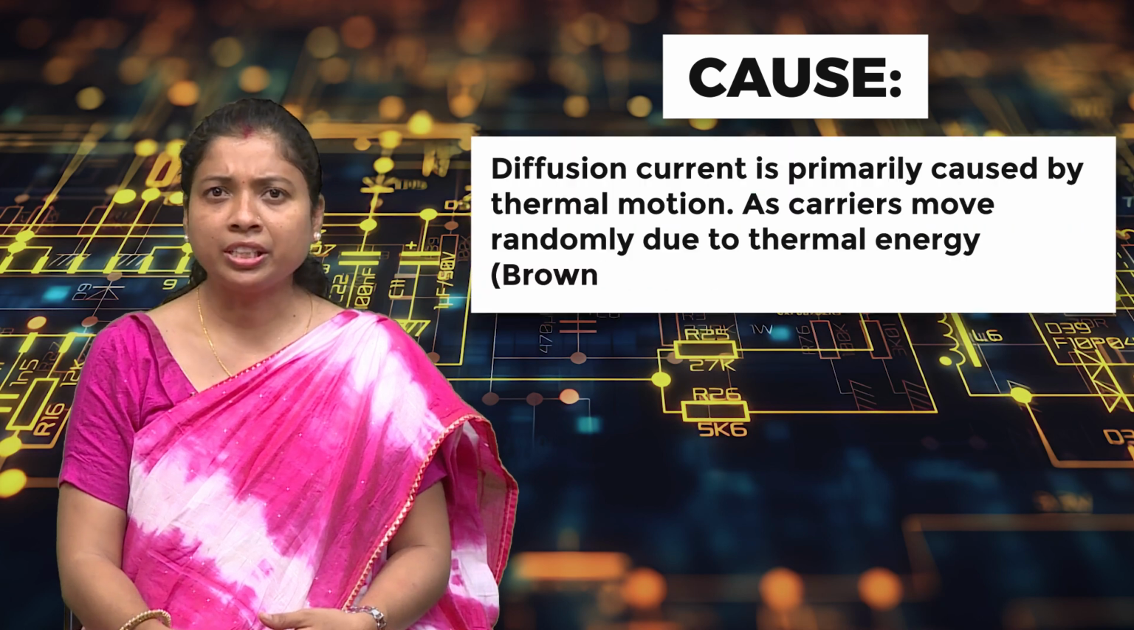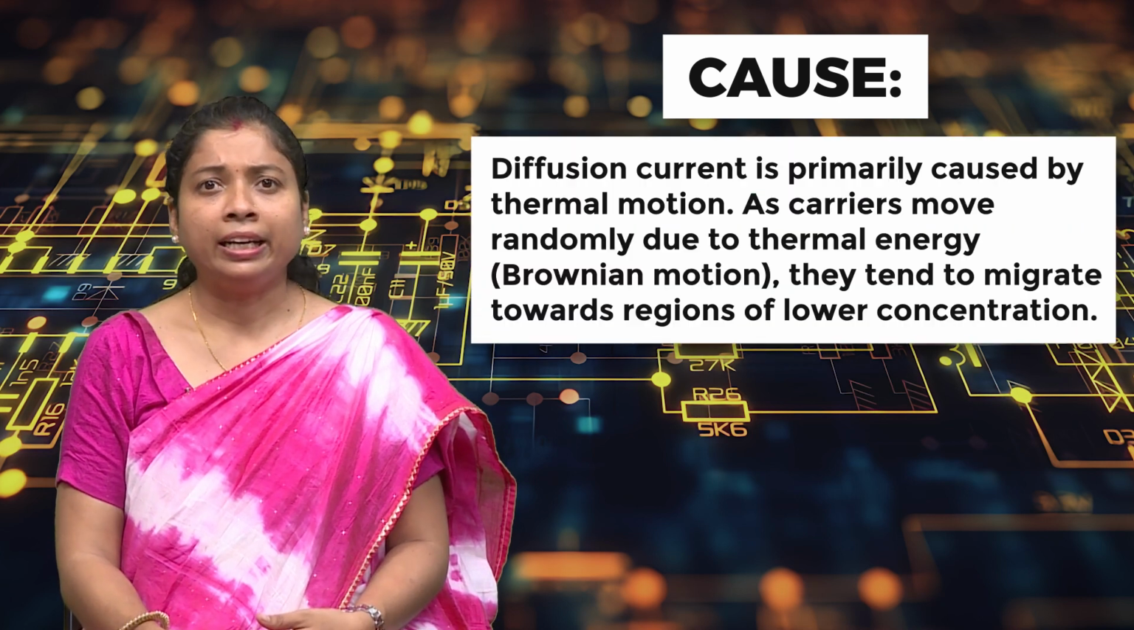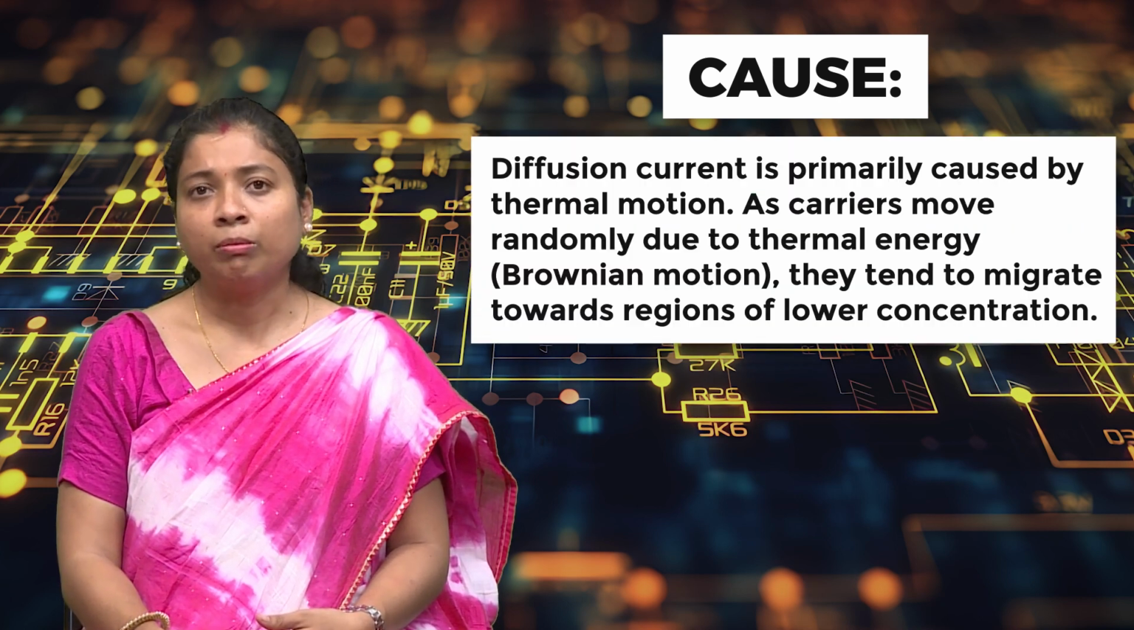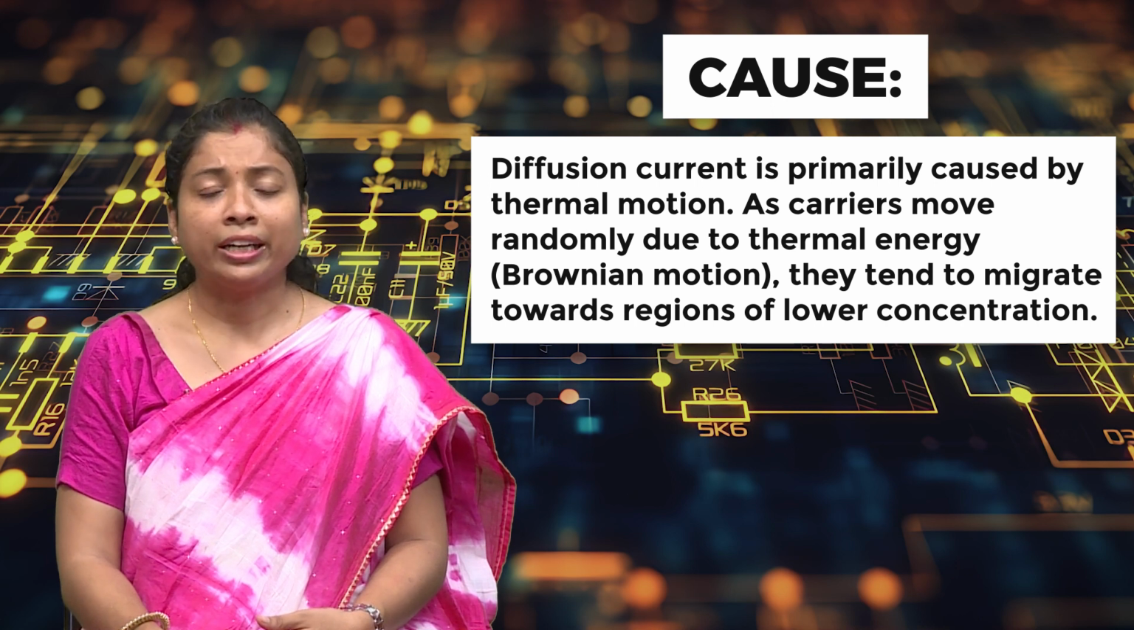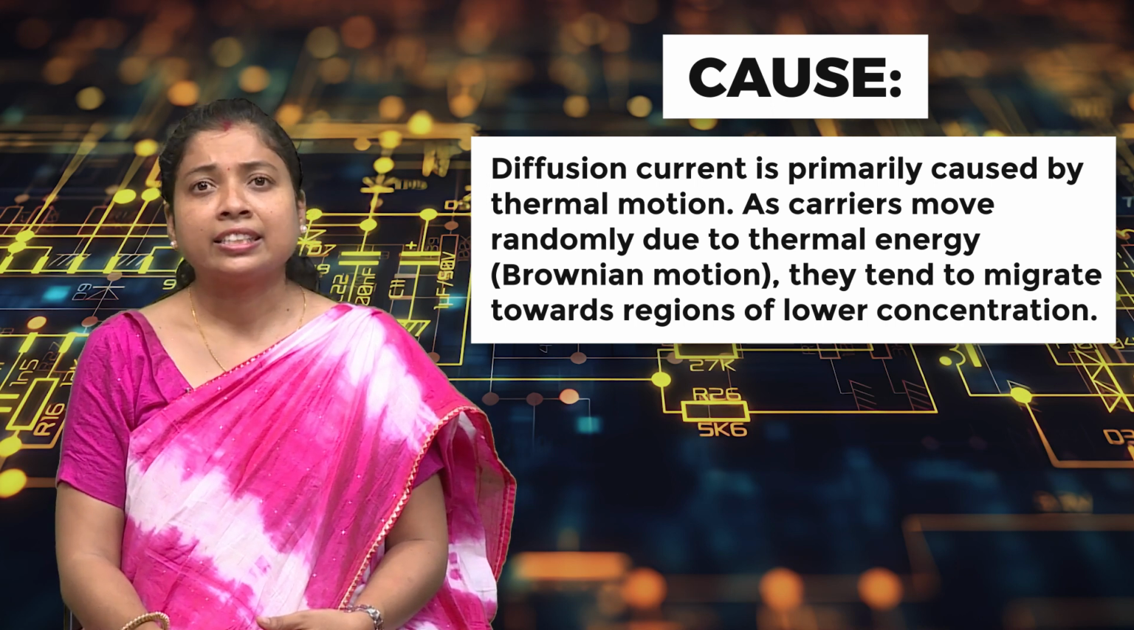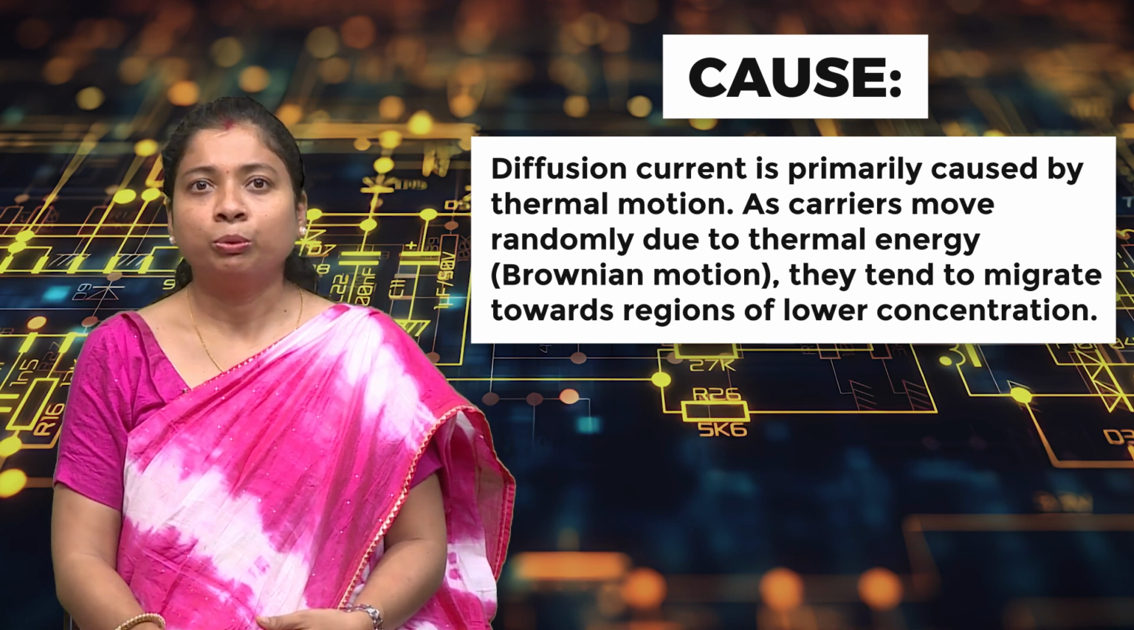Third one is the causes. Diffusion current is mainly caused by thermal motion. As carriers move randomly due to thermal energy, you can understand it as something like Brownian motion. They tend to migrate toward the region of lower concentration.